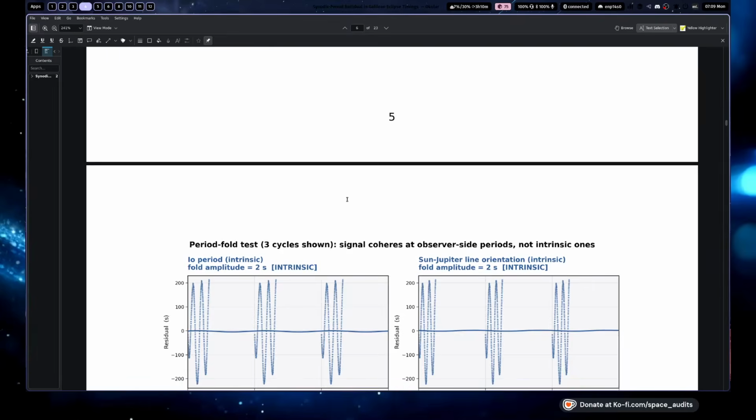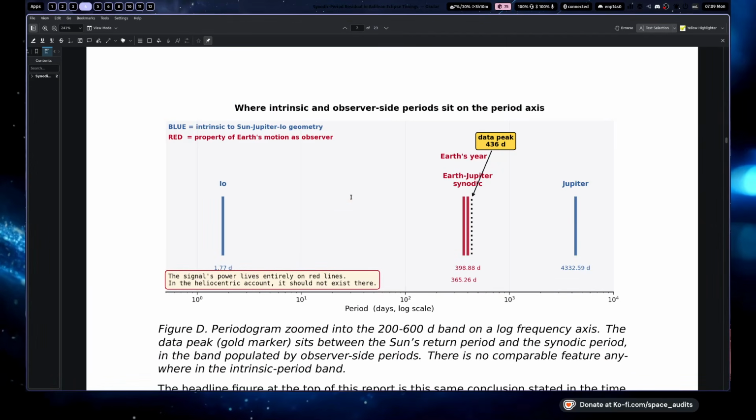The bar graph right here. Okay. That data peak, where it says data peak, that black dotted line, that represents that red waveform we just showed you. Now here's the interesting thing. We were like, what possibly could be coming up with a 436-day graph? Because when we compare it to the Jupiter synodic year, it's really close, but it's not exact. So what we did is we decomposed the signal in order to compare it.